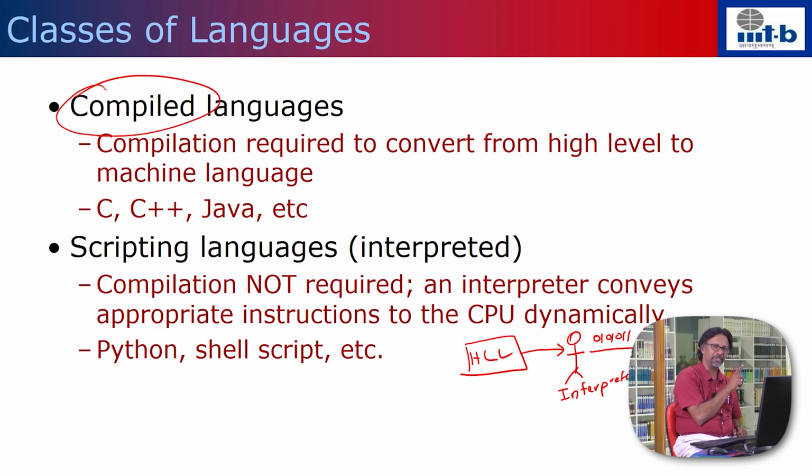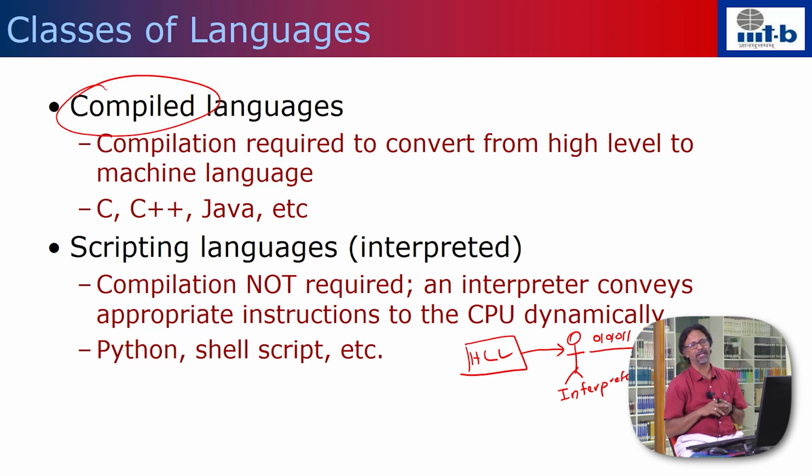In the compiled languages, it doesn't happen that way. All the instructions are taken, all the instructions are converted into machine language in one go, and all the instructions are given together to the CPU for execution. So there is a very significant difference between the two approaches to programming languages, right? The scripting language examples, Python, we talked about it, shell scripts. There are so many scripting languages. Every scripting language operates on this particular principle.